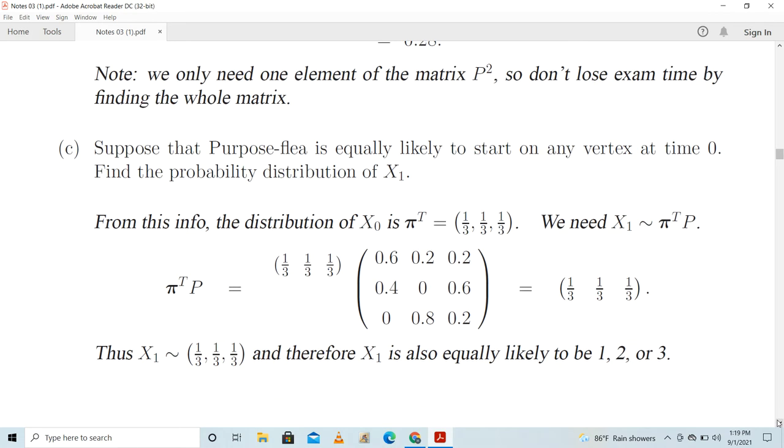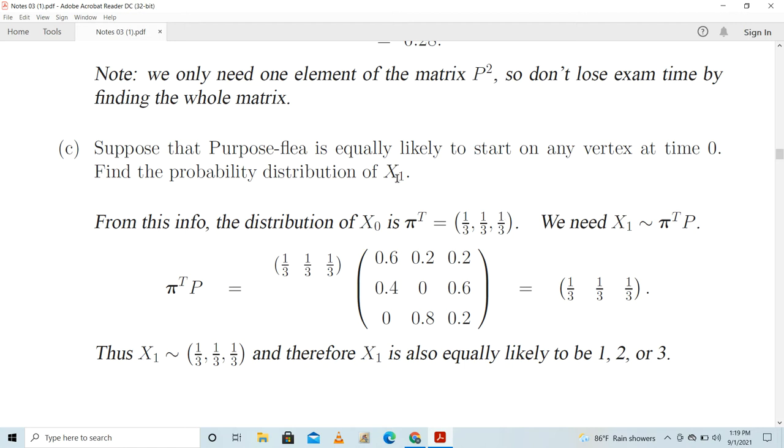And then in part C, it says, suppose that the flea is equally likely to start on any vertex at time 0, find the probability distribution of X1. So when time equals 0, this flea can start from any state. Since we have 3 states, if you have an equal chance to start from any given state, the probability of starting from each state is equal to 1/3. That is, X0 we can write as 1/3, 1/3, 1/3, because you have the same probability when time equals 0.